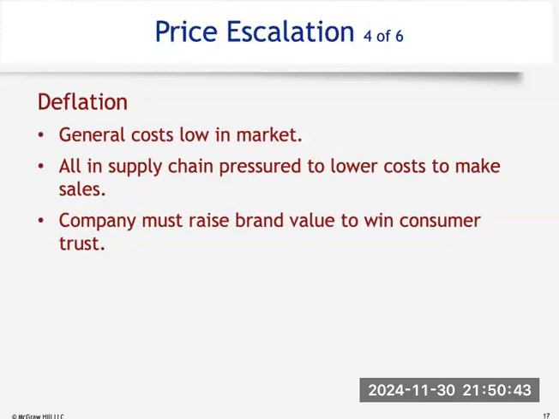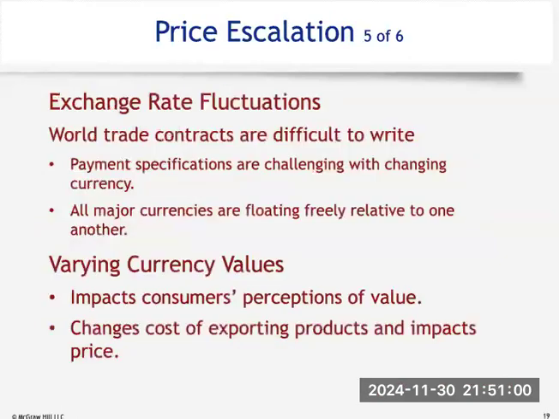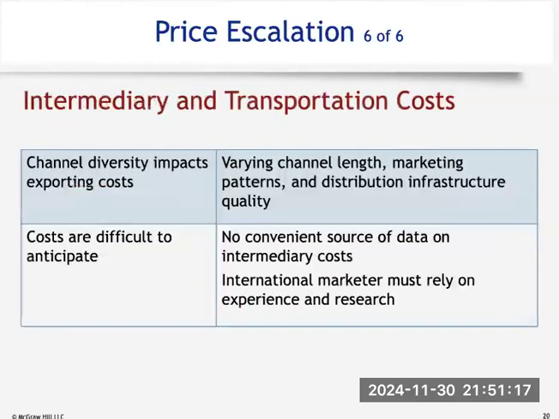Deflation, general costs are low in a market. Deflation is when a company or usually a government is trying to bring prices down. In Japan, we saw that happening. I think it's important and interesting that they use Japan more in this chapter. Exchange rates, currency values, these are all things that could make a price higher and higher, go up and up.